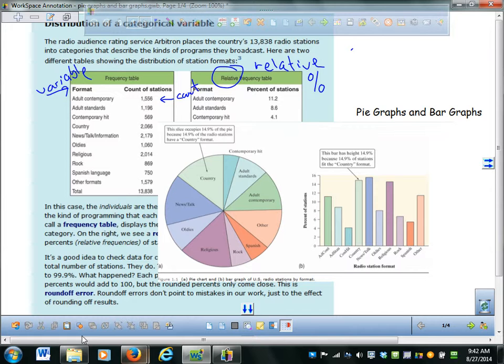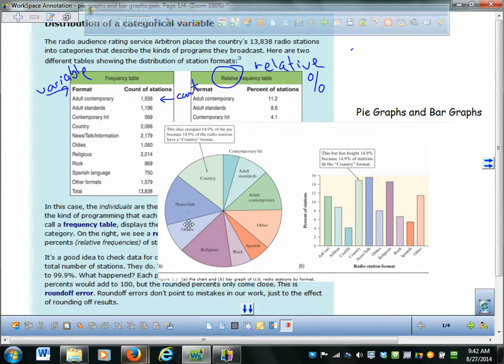Very good. With a bar graph, it's kind of easier to see, okay, 16% of radio stations are this many, this is percent over here. You don't have to have percent, but in this case you have percent. You could have done this with just the count over here, and the format over here.